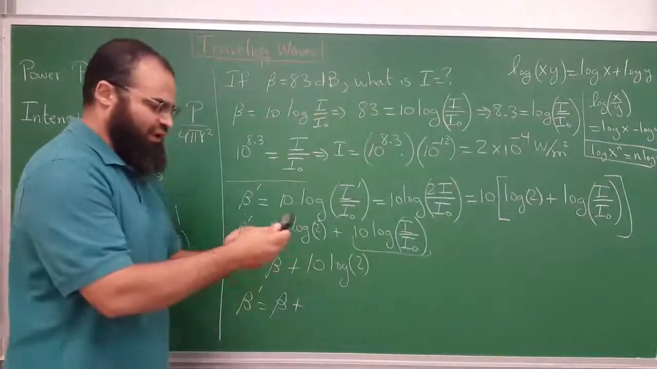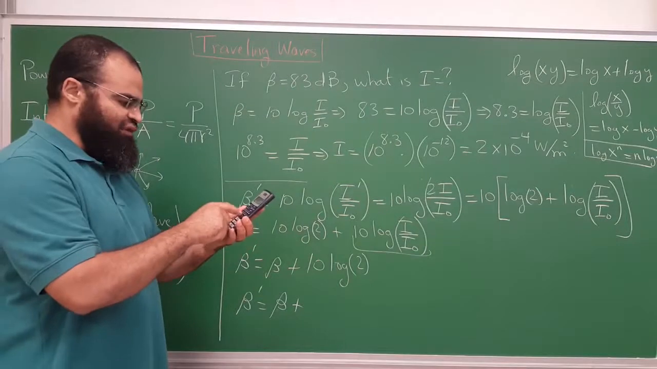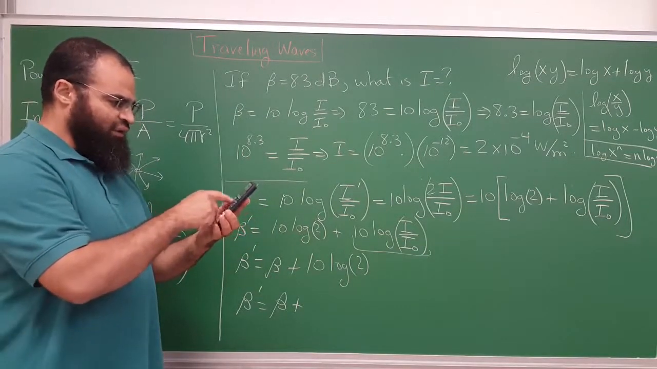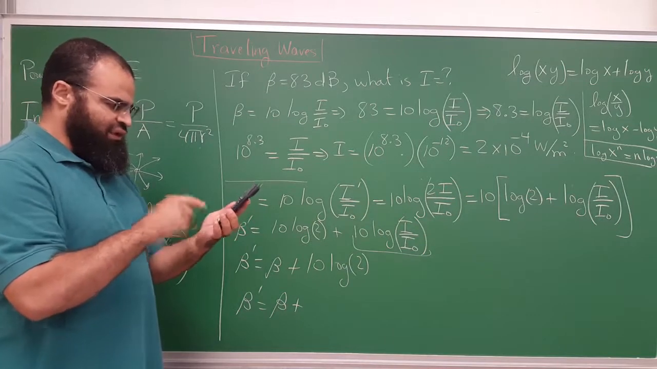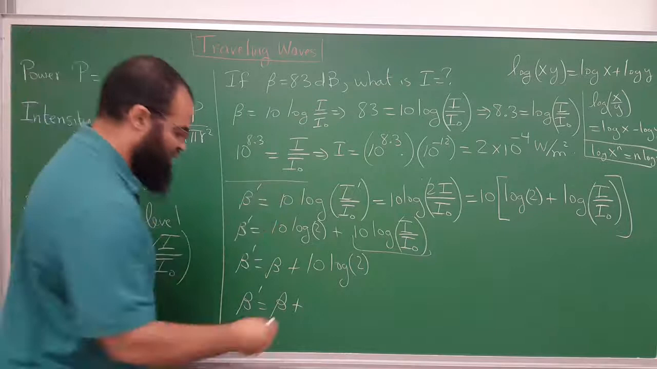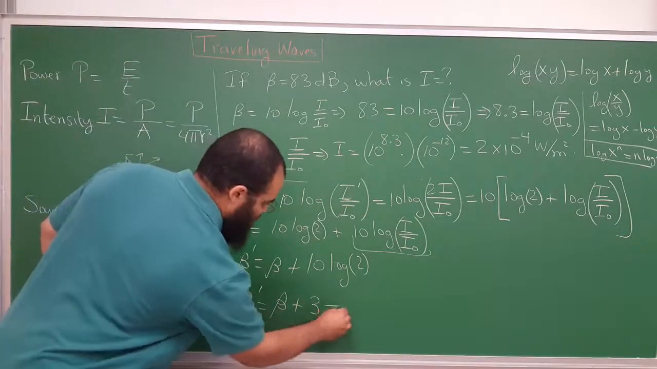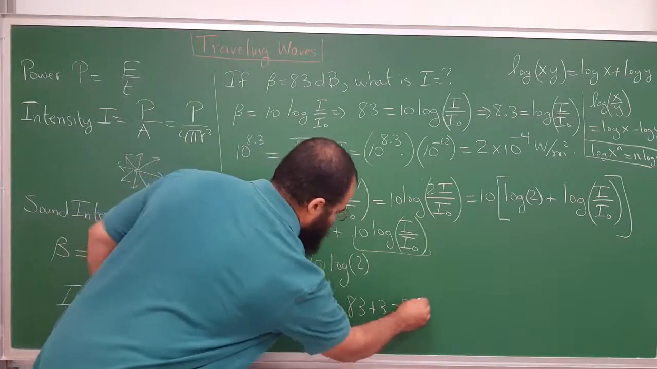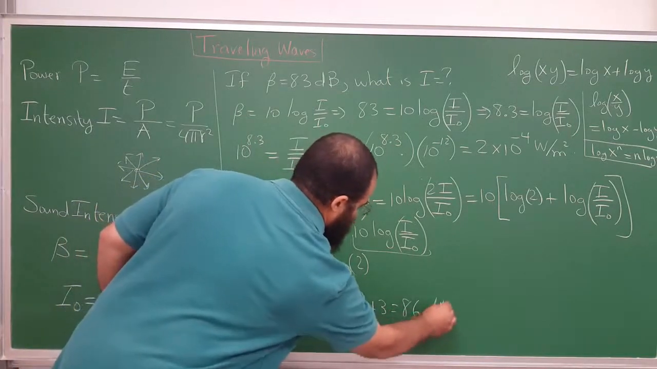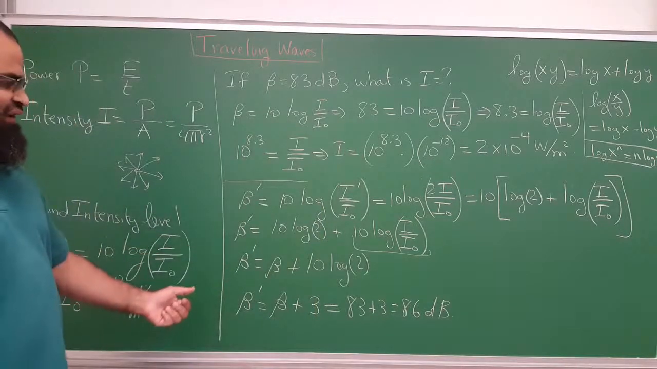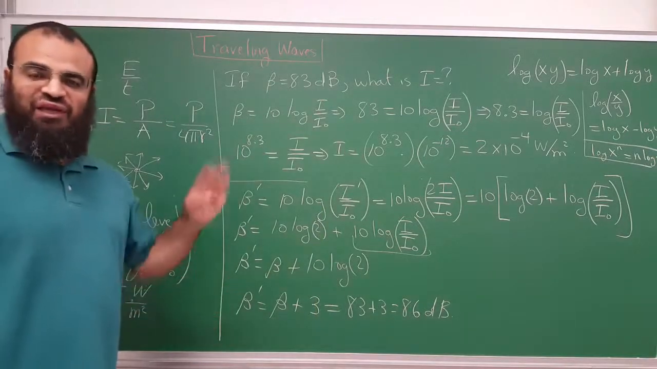Let's do it in the calculator. 10 times the log. Do I have the log here? Yeah, I do have log 2, log base 10. It's about 3.01, so about 3. So it is 83 plus 3, which is 86 decibels. So beta, when you double the intensity, beta only increases by 3 decibels.